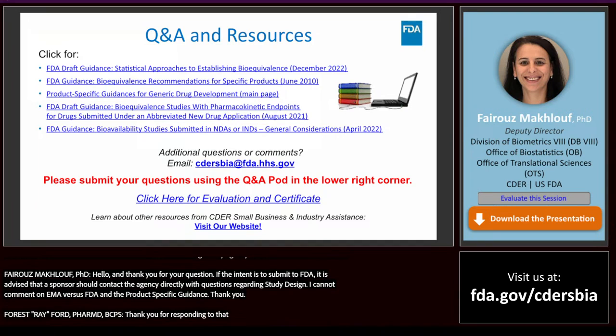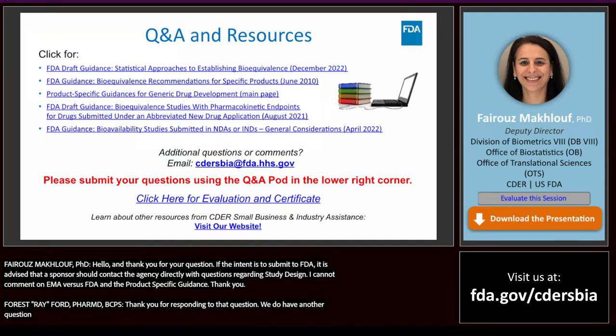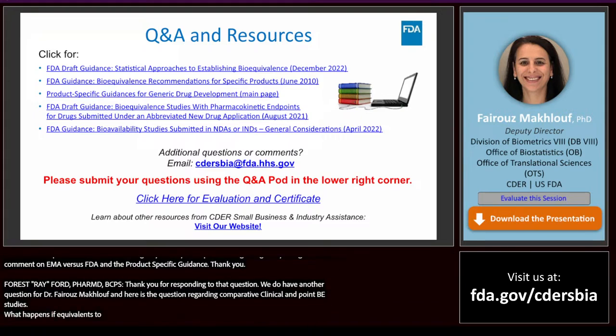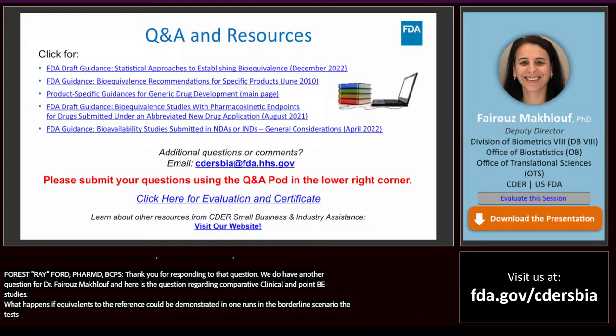And here's the question, and it's regarding comparative clinical endpoint bioequivalence studies. What happens if equivalence to the reference could be demonstrated and one runs in the borderline scenario that test is superior over placebo and reference is not superior over placebo?